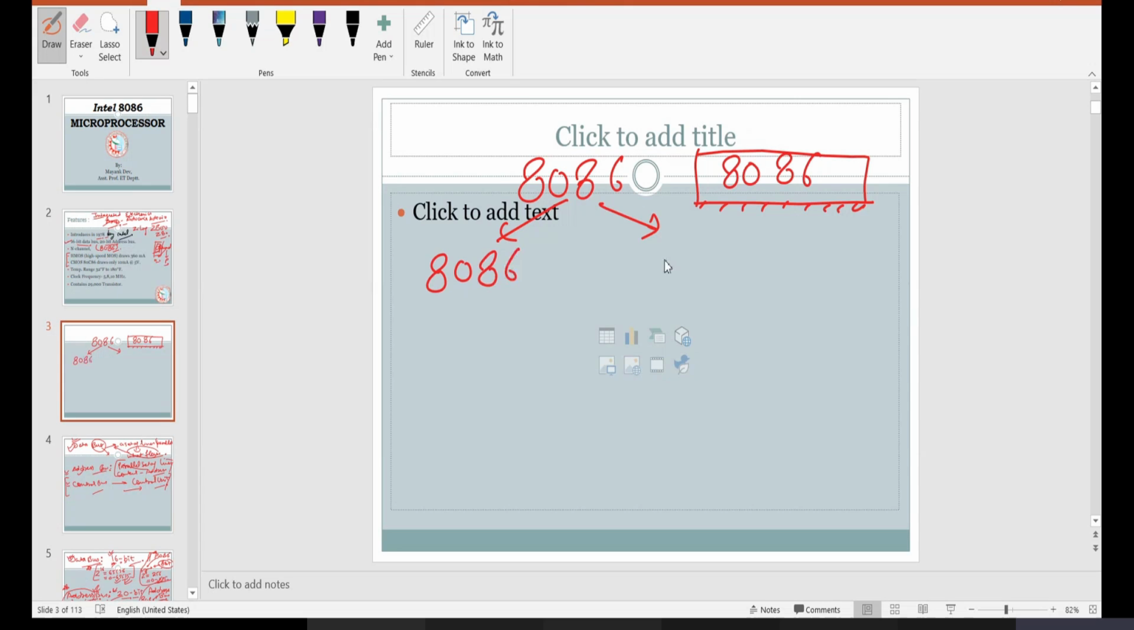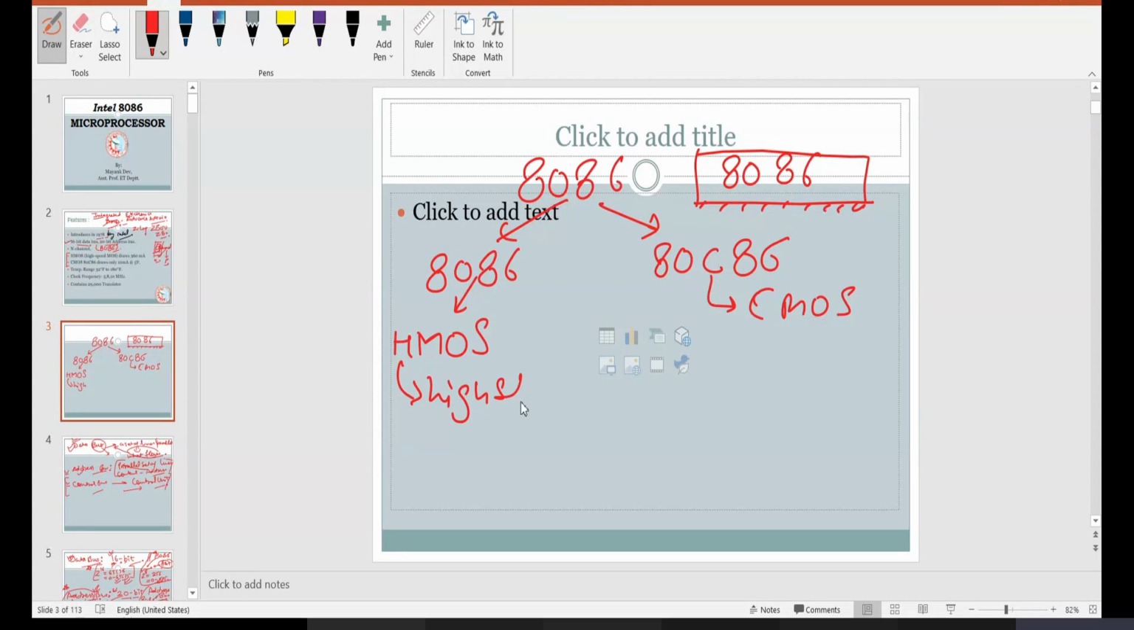If it is plainly written 8086 it is HMOS, and if it is written 80C86, C stands for CMOS. The fabrication technology there is CMOS, and if there is nothing in between, it is called HMOS. HMOS means high speed MOS, where MOS means metal oxide semiconductor. CMOS stands for complementary metal oxide semiconductor circuit. They are two different circuits and work in totally different manners.